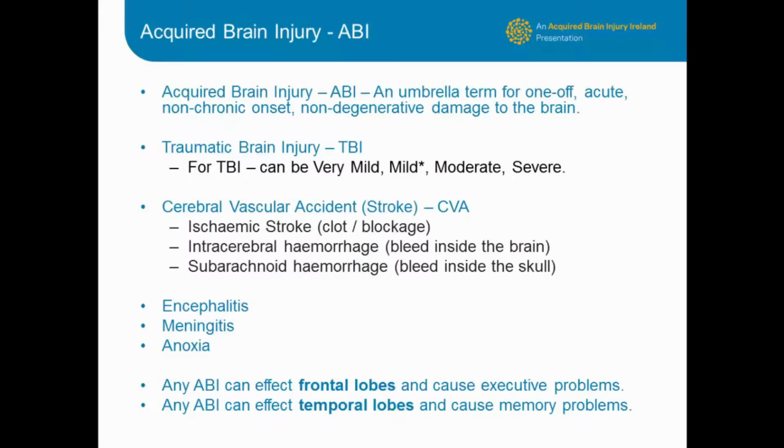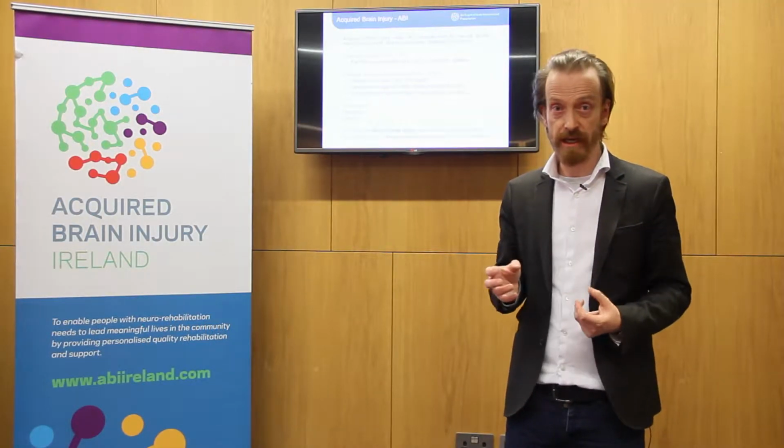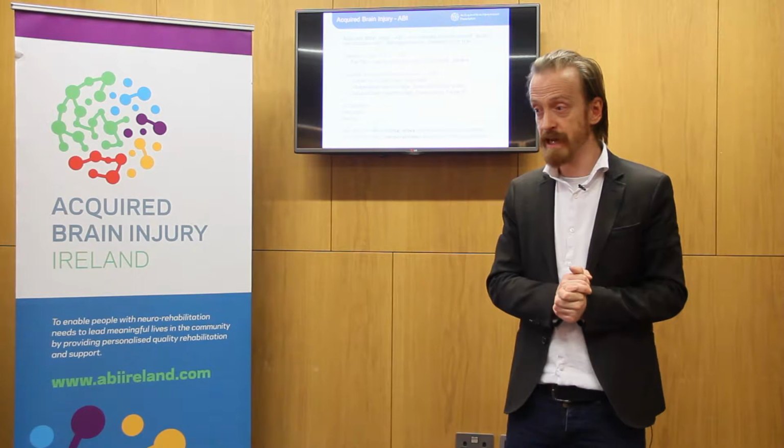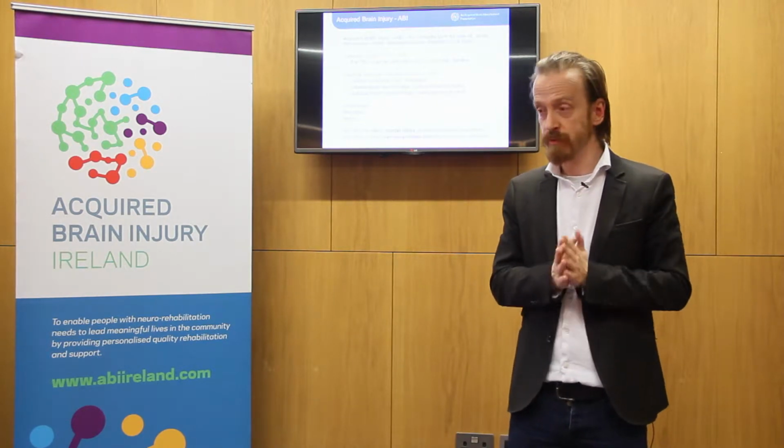More recently as well, a lot of people who have had anoxic brain damage, so that's where you've, for example, had a heart attack and there's a lack of blood flow, a lack of oxygen into your brain, and you can get brain damage from that as well. And then I suppose people who have had tumours as well is another subgroup that we'd work with.